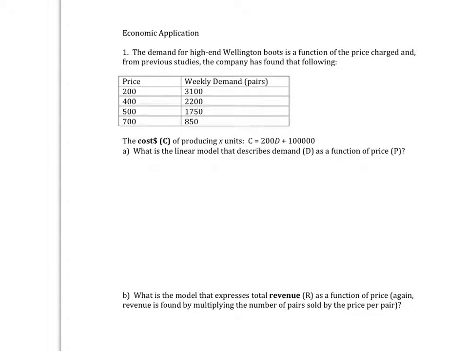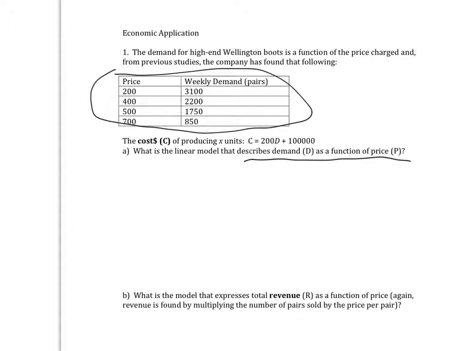Okay, the first thing we want to look at in this problem is we want to find out what the linear model is that describes demand as a function of price. And we're going to use the data in this table here in order to do that. Take note, by the way, that the cost of producing X units is C equal to 200X plus 100,000. So in other words, for each unit it costs us $200, plus there's a startup cost of $100,000.